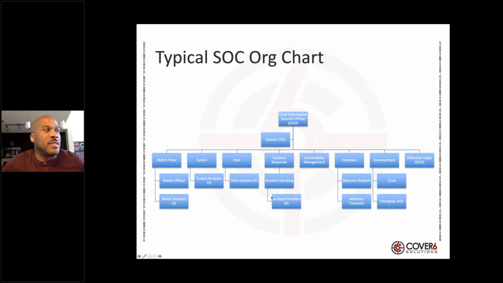So we'll go over these sections just really quick. You have your watch floor, your fusion cell, where I worked, and we'll save that for last. The intel section, your IR, your incident response and handling, your vulnerability management, forensics, your dev, and then your offensive cyber, or your OCO, which is a pretty big deal now because we've recently had some kinetic attacks.